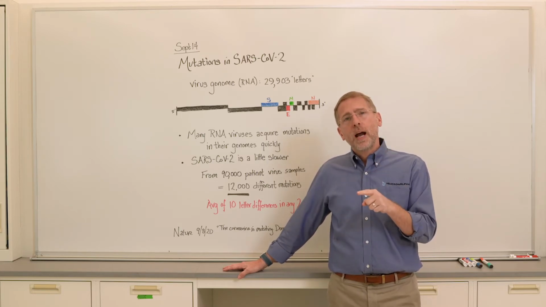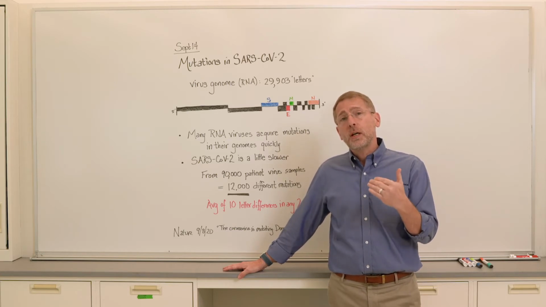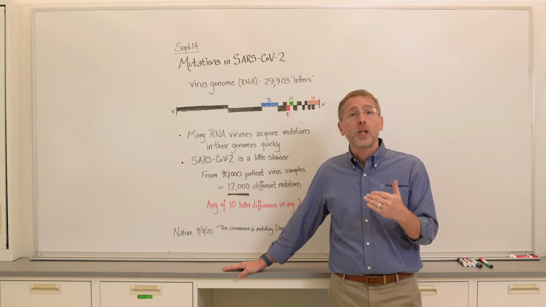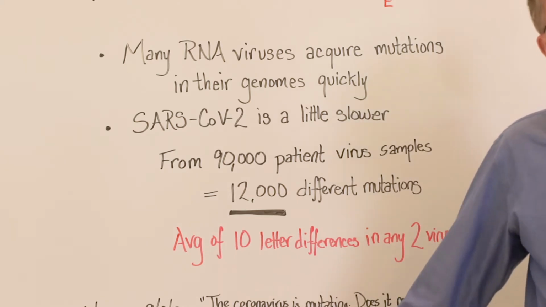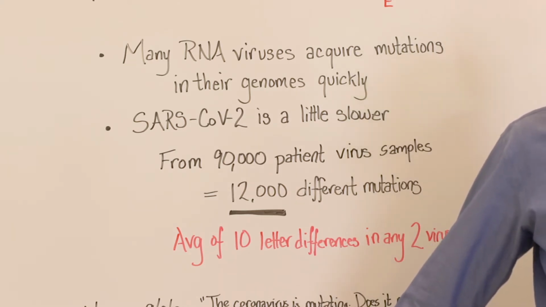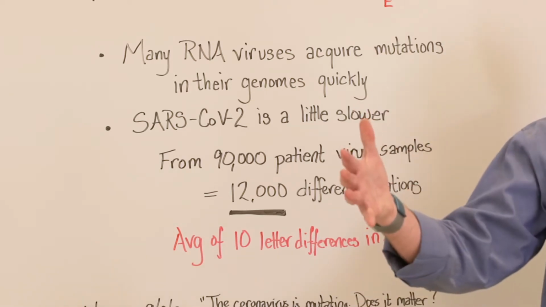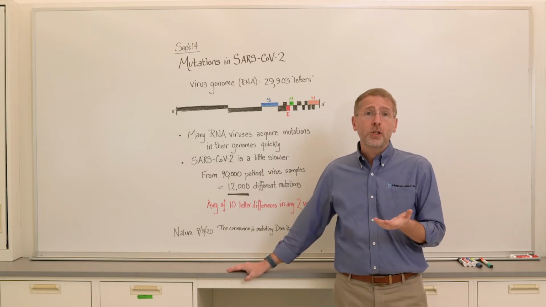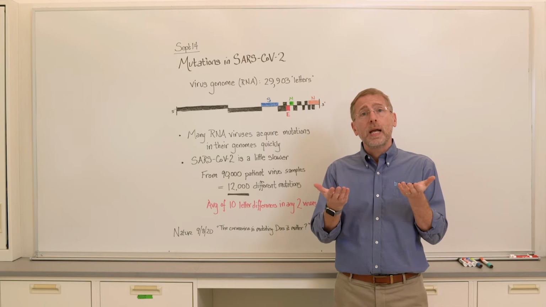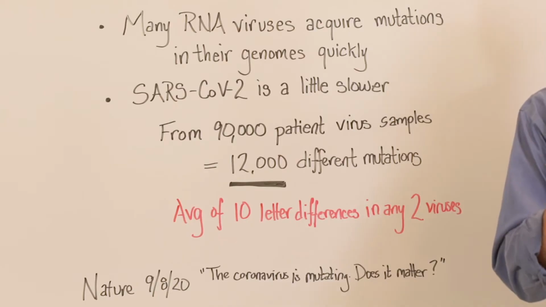The SARS-CoV-2 virus, however, does have a little bit of proofreading capability, so it still introduces errors, but at a generally slower rate. In fact, a recent study looking at virus samples from 90,000 patients and sequencing through that set of instructions found about 12,000 different mutations across that 90,000 sample. So those are mostly single letter changes. And on average, any two SARS-CoV-2 viruses will have about 10 differences between them.